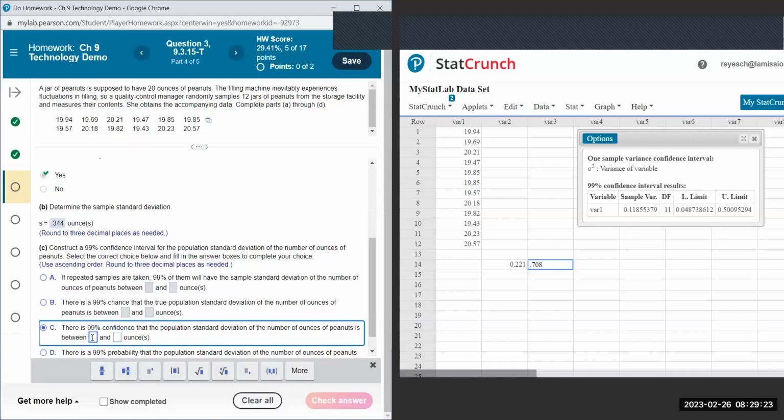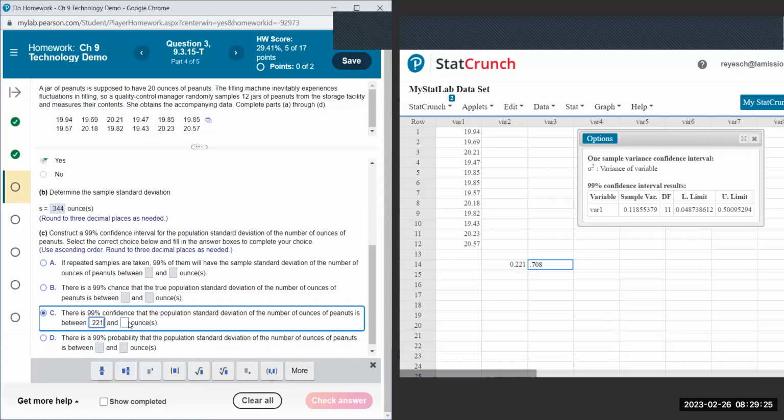And then put your values in. So the sample resulted in a standard deviation of 0.344. Is that true for all jars of peanut butter in the company? No, but the manager could be 99% confident, which means almost 100% sure, that the true variation is somewhere between 0.221 and 0.708, that it can vary as low as this amount or as high as this amount. So the true standard deviation for all the jars would be somewhere in between there.